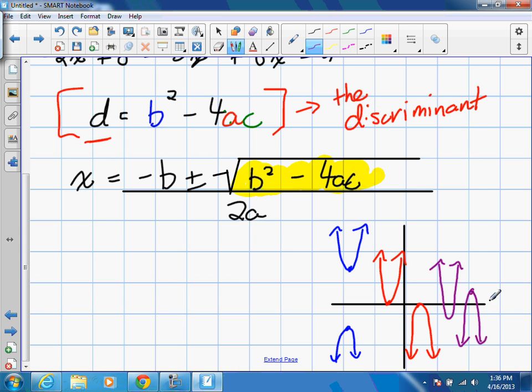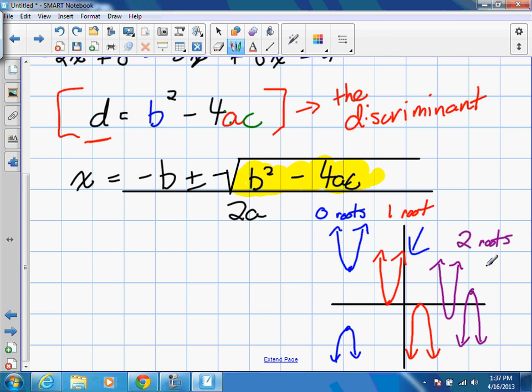Okay? So each of these, this is two roots, one root, and zero roots. So these are our three options for answers. You either have quadratics that have no x-intercepts, one x-intercept, or two x-intercepts. There's really nothing else along that spectrum.